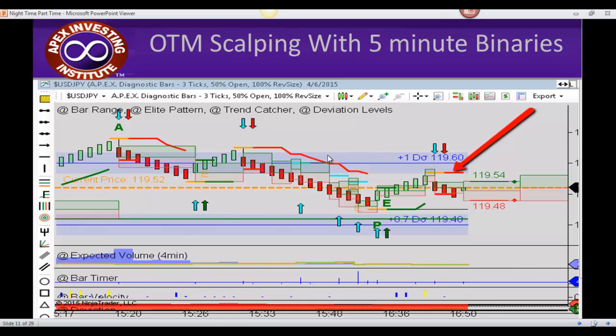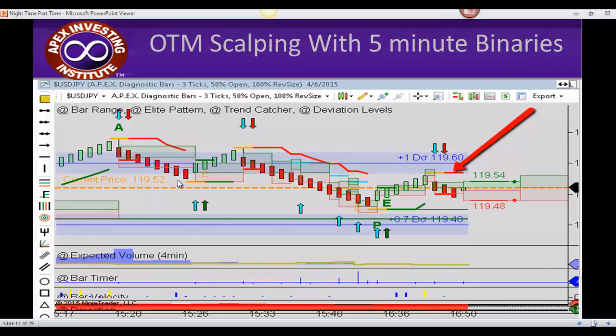This is a screenshot of a chart. Don't be overwhelmed by this chart. There's a lot on here, but it's very simple to understand. Obviously, you've got your bars here, which is the actual charting itself. Green bars, what? Market's moving up. Red bars, market moving down. These are three tick bars, okay?